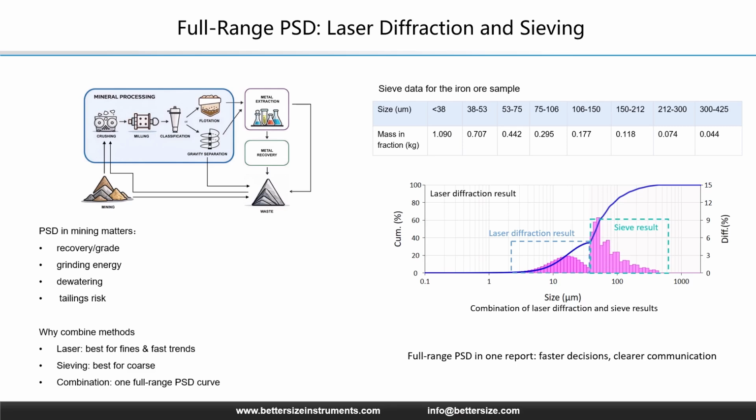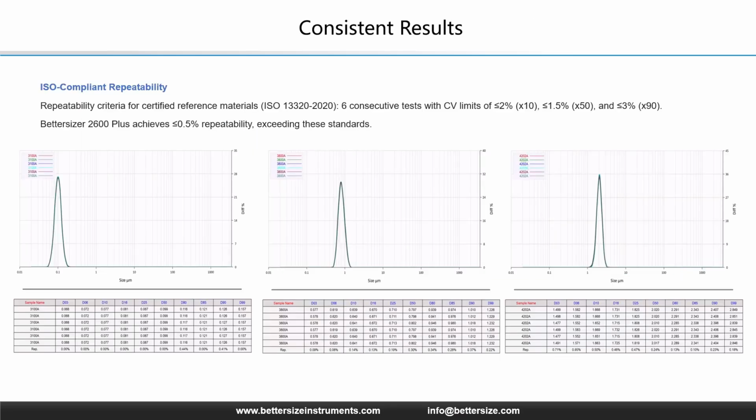unified, actionable report. We have discussed the optics, the dispersion, and the software automation. Now we verify the result. This is the proof of concept for the entire system. According to ISO 13320, a qualified instrument must maintain repeatability within 3% for the D90. The Bettersizer 2600 Plus shatters this standard, achieving repeatability of less than 0.5%.